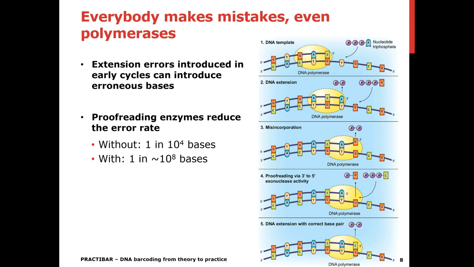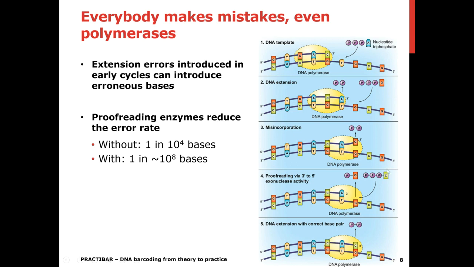Everybody makes mistakes, so also polymerases can make mistakes. And so if errors are introduced in the early cycles, it can introduce erroneous bases and lead to wrong sequences. So it's very good to use proofreading enzymes when you're doing DNA barcoding. Without proofreading, you can have mistakes of 1 in 10,000 bases, and with proofreading, it's about 1 in 10 to the 8 bases.